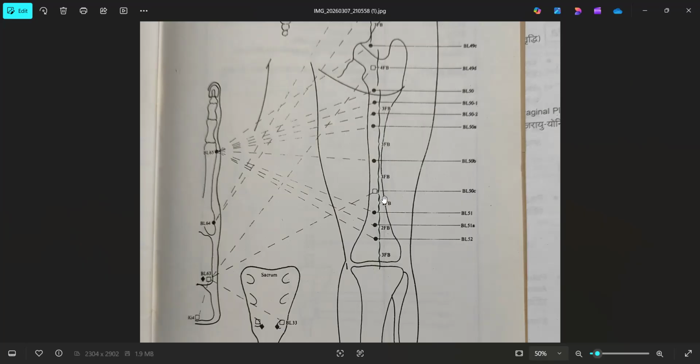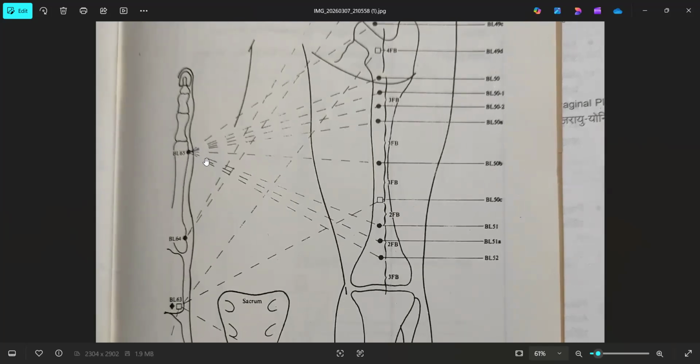See, this is 50C, this is 63. So what you should do is select BL63 and BL65, and you can tonify these two if you are normal and don't have any problem in your prostate. If you have a prostate problem, then this will have to be sedated and forget about the other things. Otherwise, you can put a seed. That is the best thing.